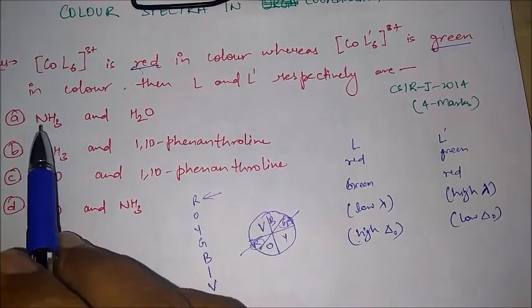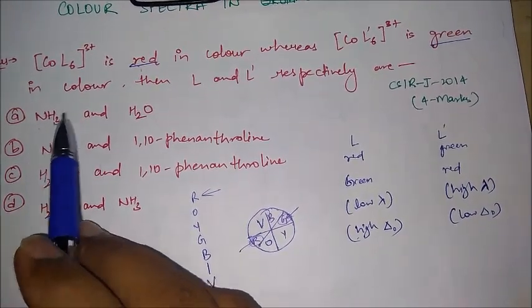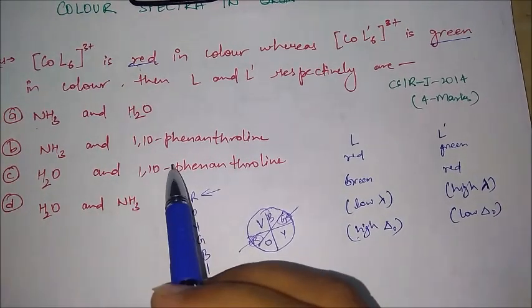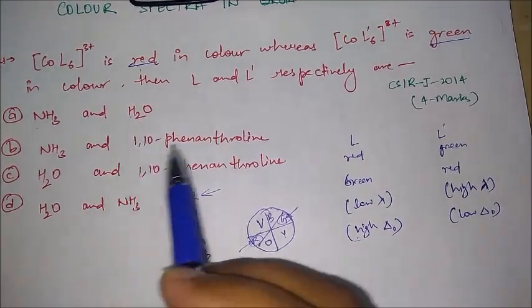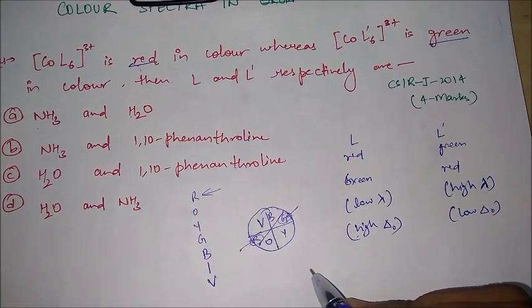Now we have 3 ligands here. If you see in the question, you have ammonia, water, and phenanthroline. So you have 3 ligands, and just write it down.